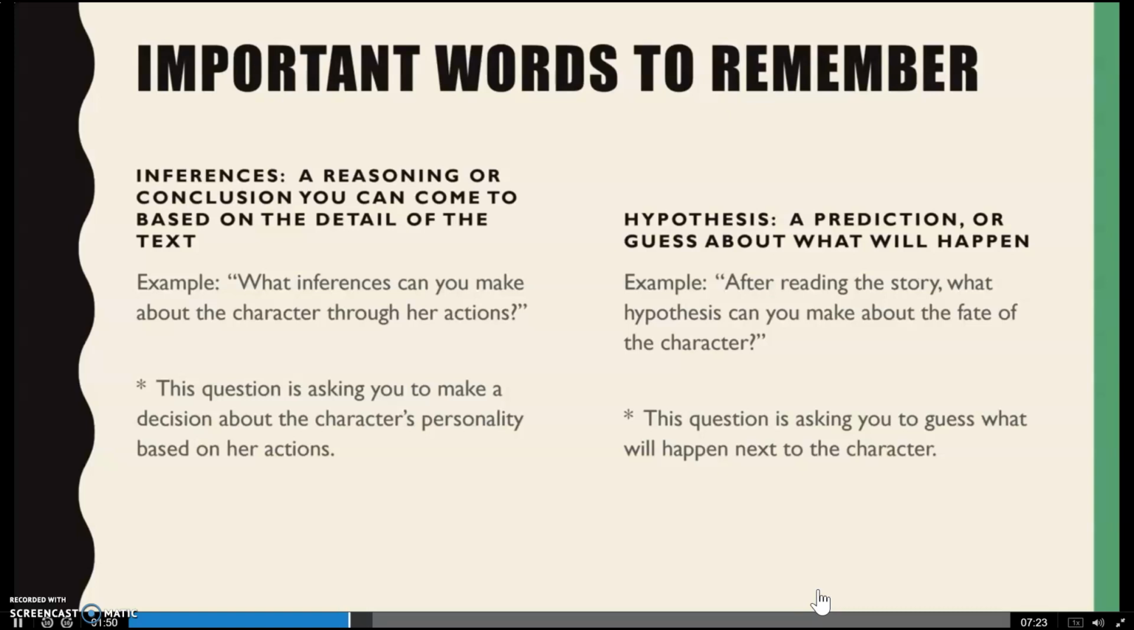So an example might be, after reading the story, what hypotheses can you make about the fate of the character? So maybe the story doesn't go into what happens to the character, but you can pretty much predict, which is make a hypothesis.